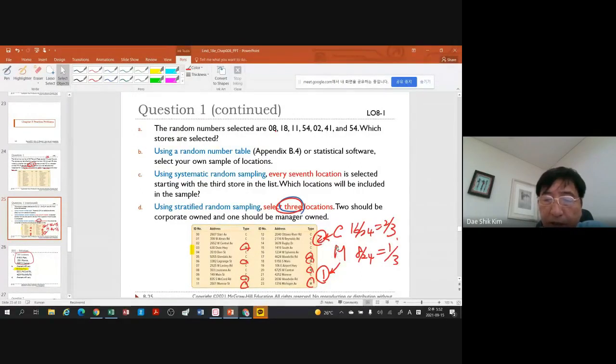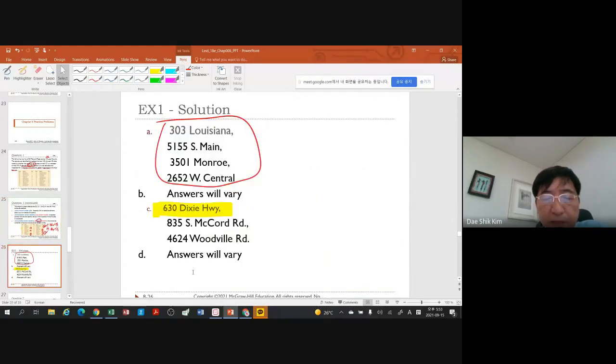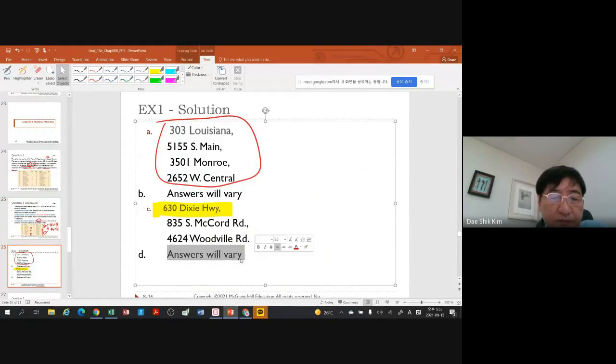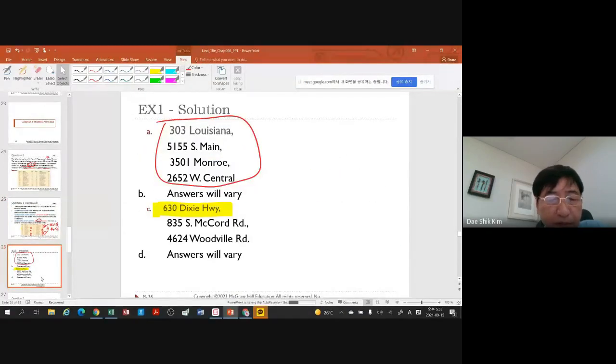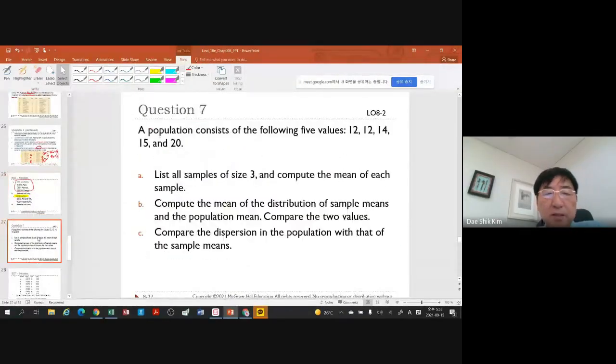Amongst 8 manager owned corporations, you need to pick out 1 randomly. The details will depend on your answer, your selection. But you need to know how to do it, okay? Question 7.